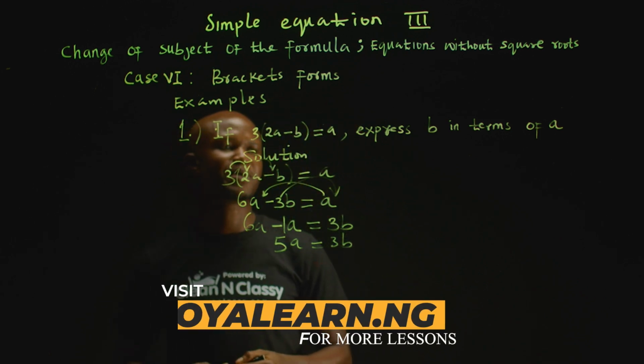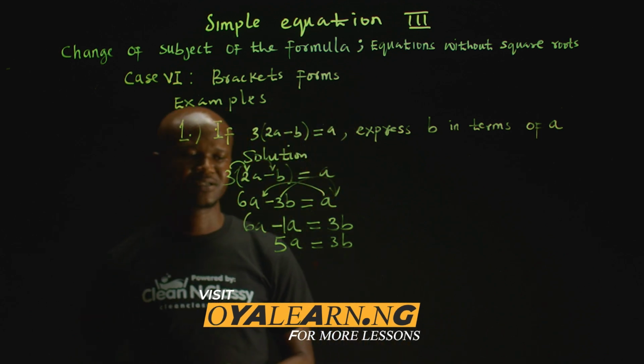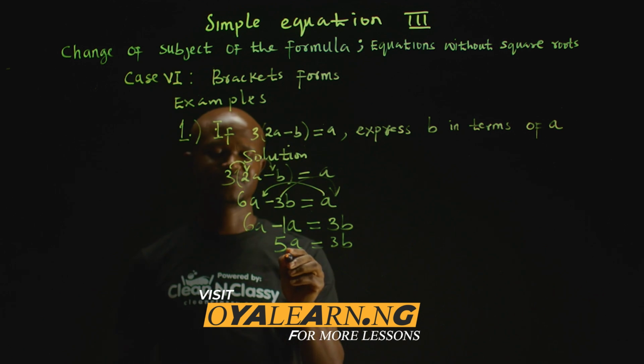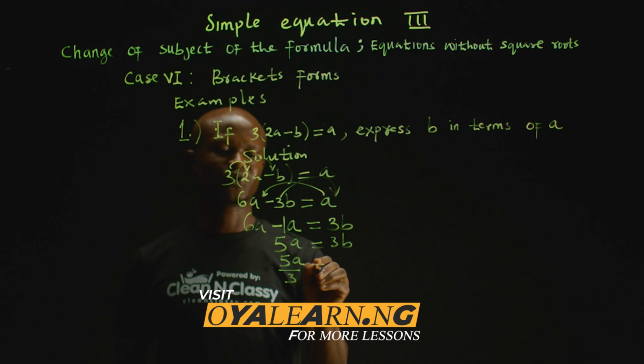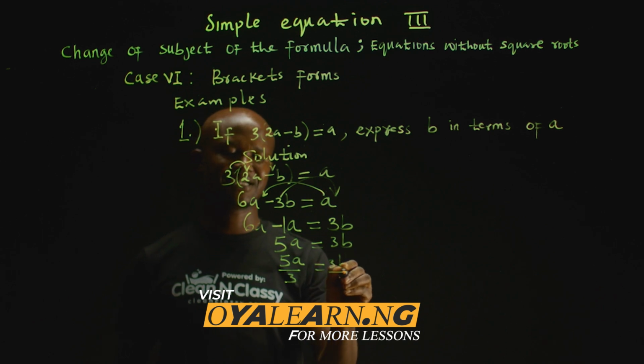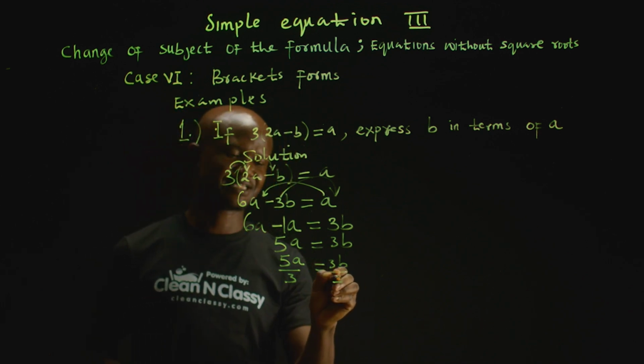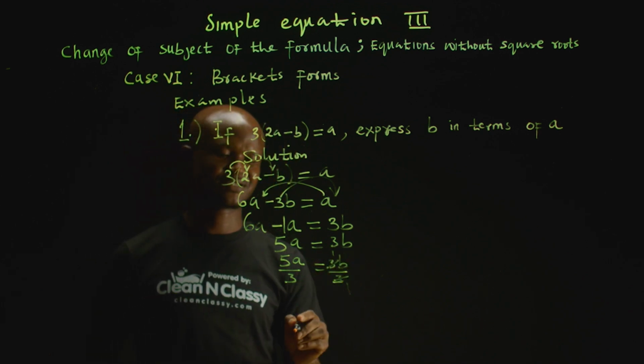Now I want to make b the subject of the formula. So it means that we divide both sides by the coefficient of b, which is 3. So we have 5a divided by 3 equals 3b divided by 3. So in this case, what do we have? 3 here 1, 3 here 1.